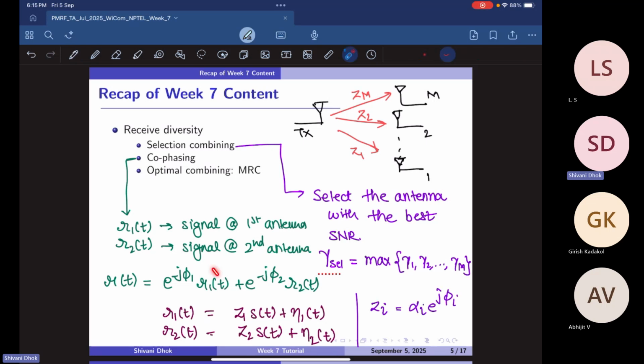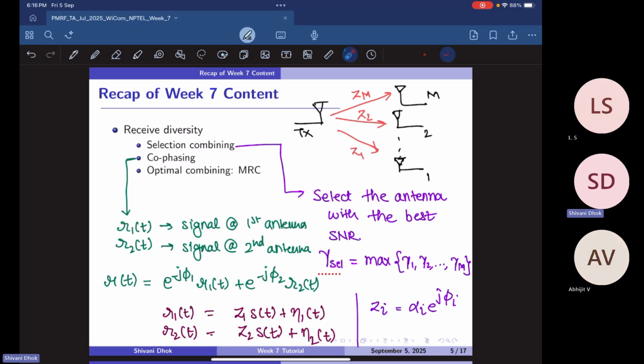So by doing this particular operation, what are we doing? We are basically undoing the phase rotation that this particular channel is doing. After multiplying r1 by e power minus j phi 1, you'll be left with only its magnitude, that is alpha 1. We are sending some particular constellation that gets rotated by the phase of the channel, and now we are undoing that phase when we multiply. We'll get back to this in detail.